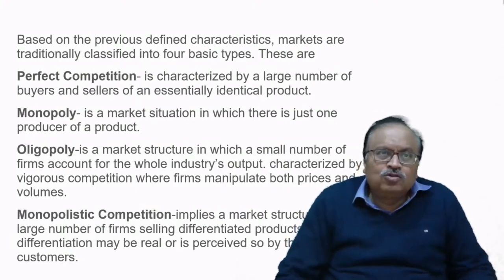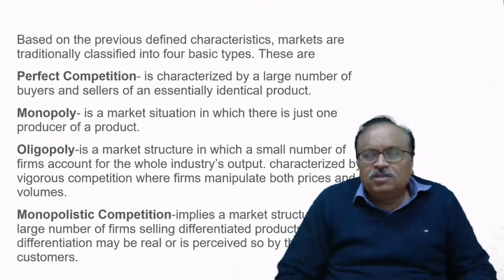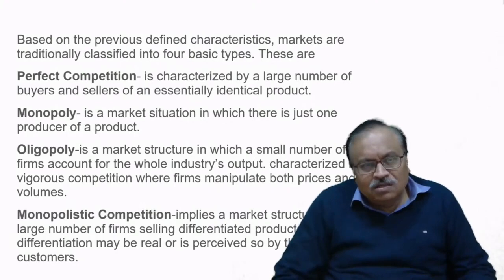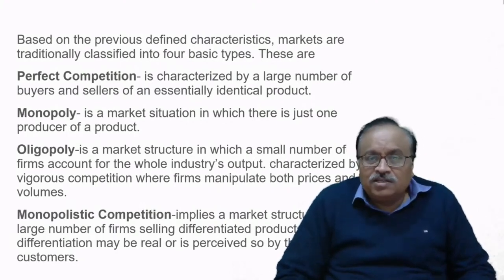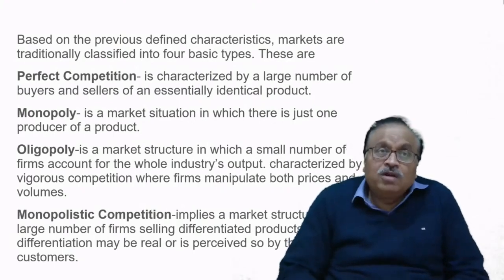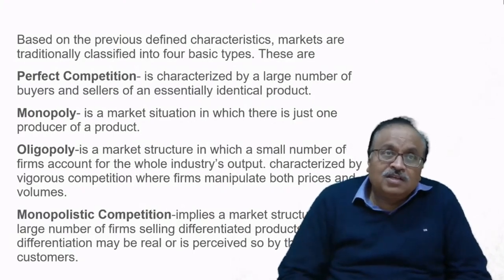Take an example of soap. We have a large number of companies selling soap products. So this is known as perfect competition. Monopoly is a market situation in which there is just one producer of a product. Railway is an example of a monopoly.